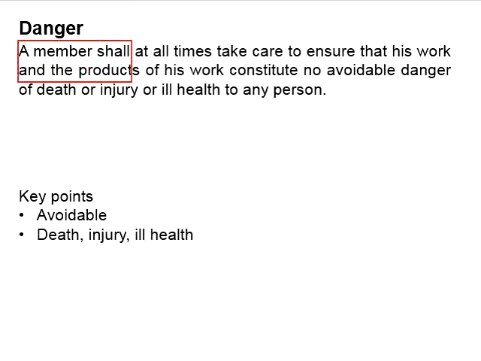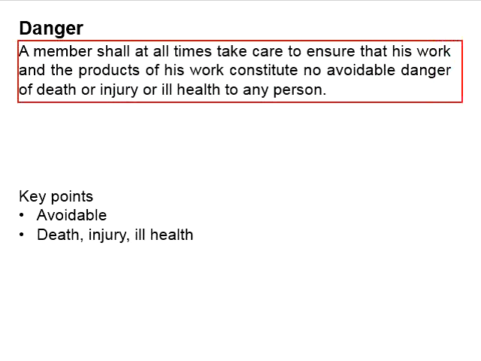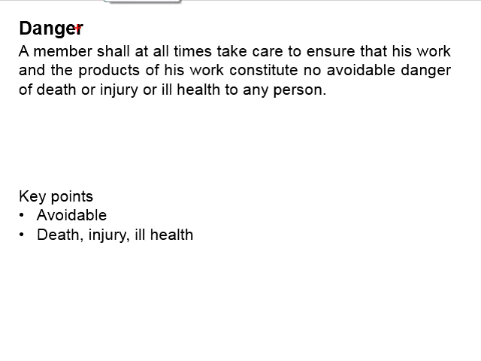Next, a member should at all times take care to ensure that his work and his product of the work constitute no avoidable danger of death or injury or ill health to any person. This is relatively easy. The key points will be avoidable, death, injury, and ill health.